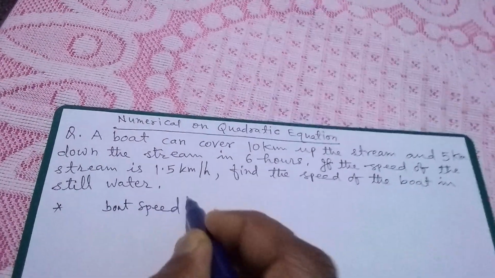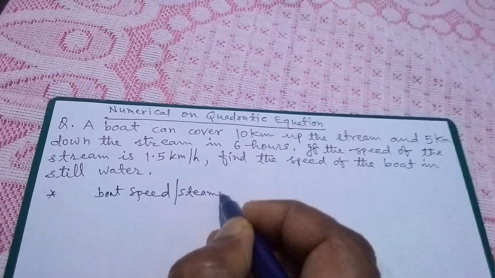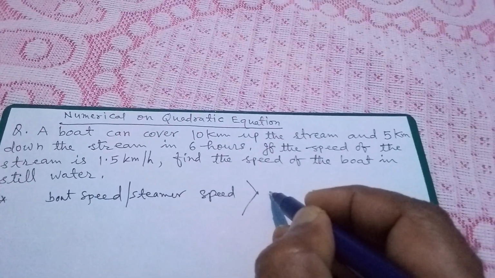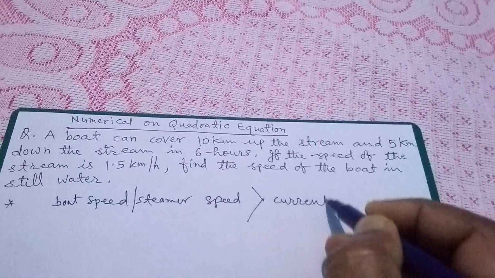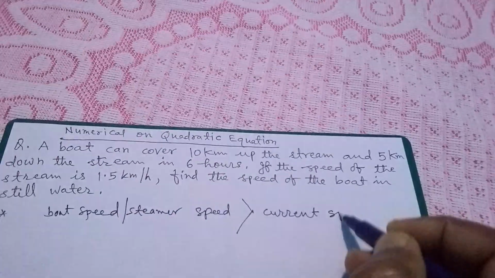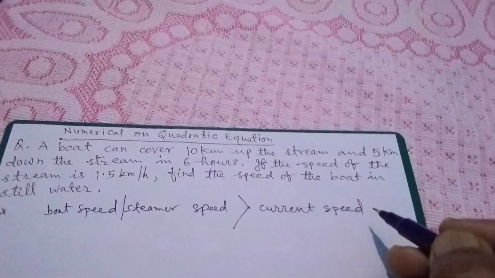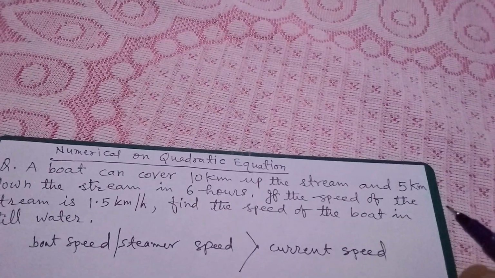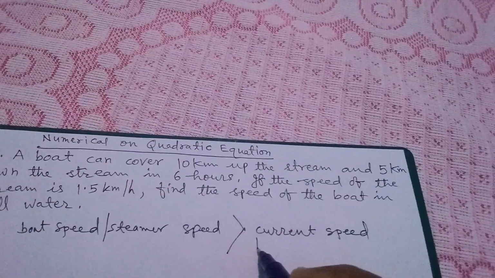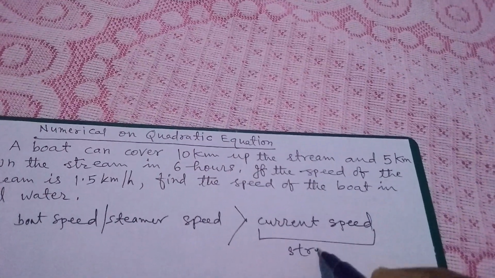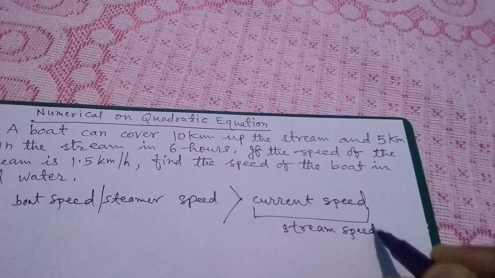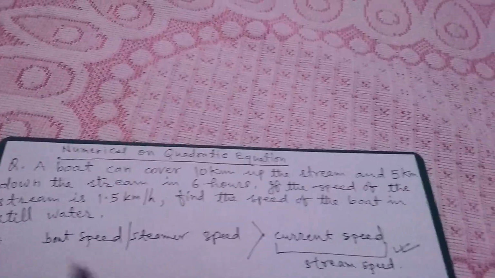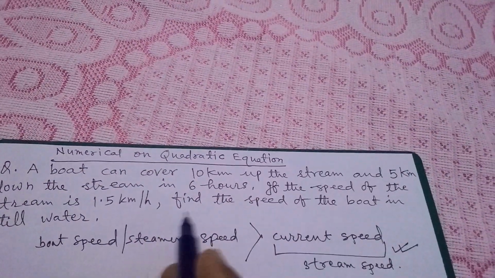that boat speed or steamer speed is always greater than the current speed. Okay? As here it is already given, speed of the stream, here current speed is only the stream speed. This you always have to keep in mind. This is always greater. Okay? So, suppose here, as it is given, both the times are there.